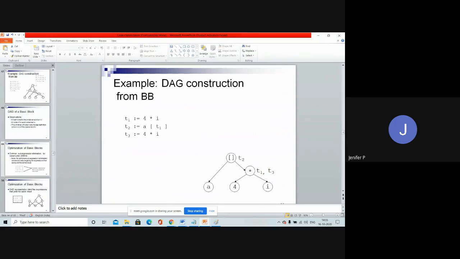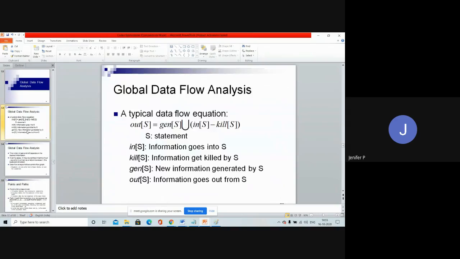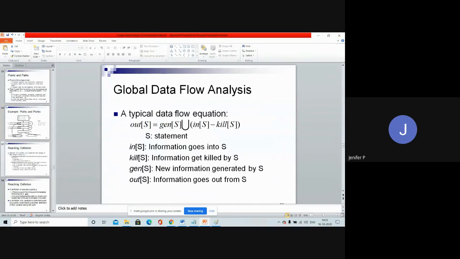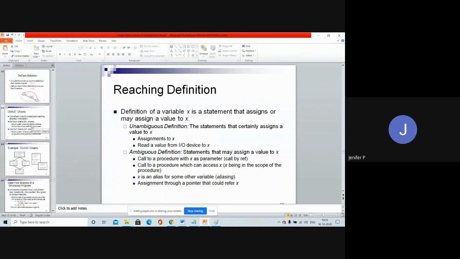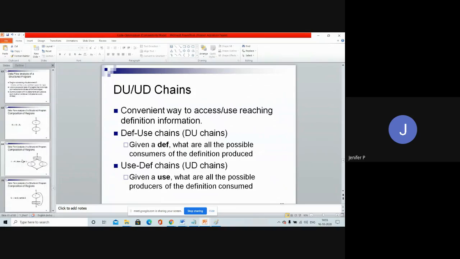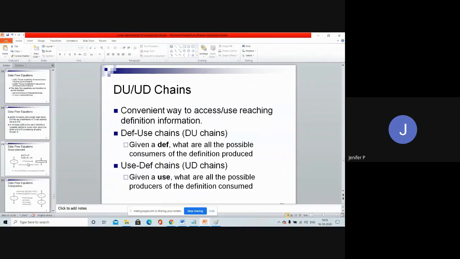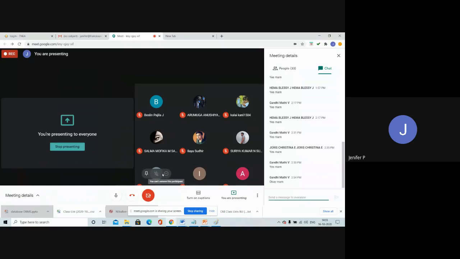Then we moved on to data flow analysis. The data flow equation has been defined. Then we defined some terms, that is, what is reaching definition, then DU chain and UD chain. Finally, we ended with liveness analysis. So this is about the theoretical concepts. Any clarification regarding the theoretical concepts? Any clarification, students, or shall we move on to some GATE-based questions?